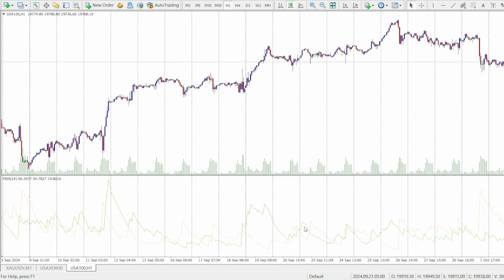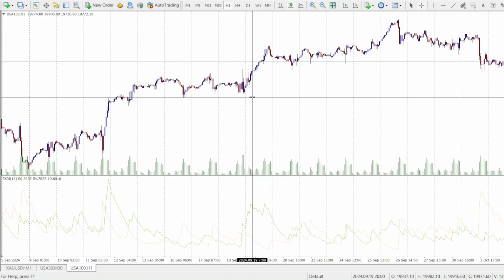So how does this strategy work? When you are looking for a buy trade, all you have to do is wait for a bullish crossover. A bullish crossover occurs when the green line crosses above the yellow line upwards, and as you can see, right after the crossover happened, the price of the asset went up.